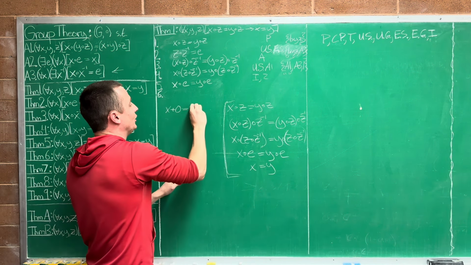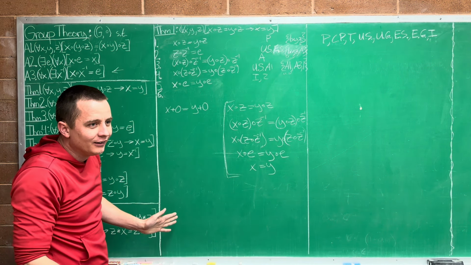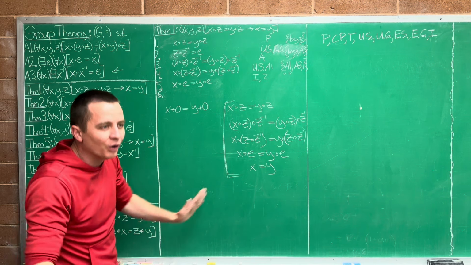So this is saying x plus 0 is equal to y plus 0. In arithmetic, how do we handle that? You just cancel out the zeros. You just get rid... What? How do we know we can do that?